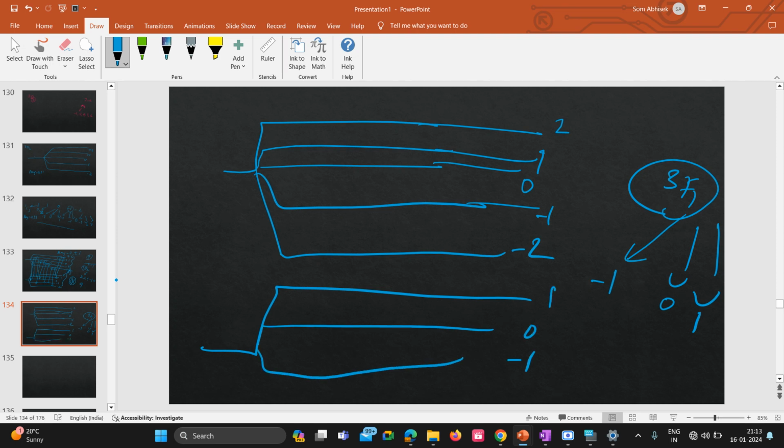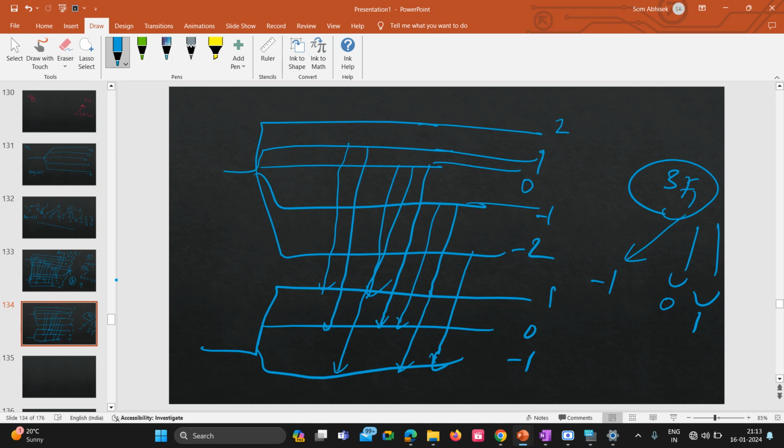Now check. Minus 2 to minus 1 are only possible. Minus 1 to minus 1 possible. Minus 1 to 0 possible. 0 to 1 possible. 0 to 0 possible. 0 to minus 1 is possible. 1 to 1 possible. 1 to 0 possible. 2 to 1 possible. Yeah. 1, 2, 3, 4, 5, 6, 7, 8, 9. 9 lines. We're getting 9 lines here.